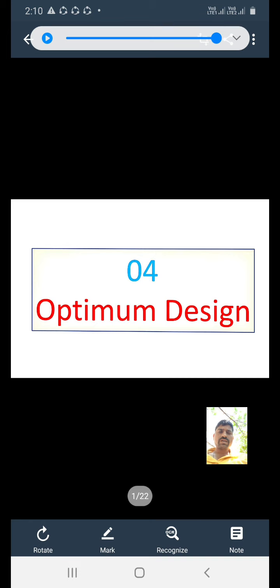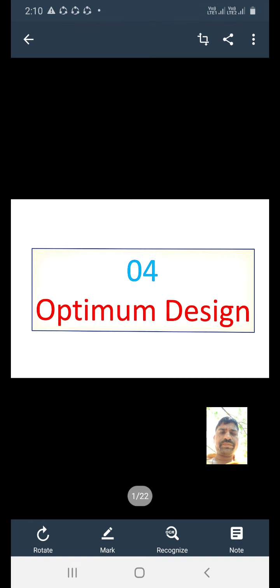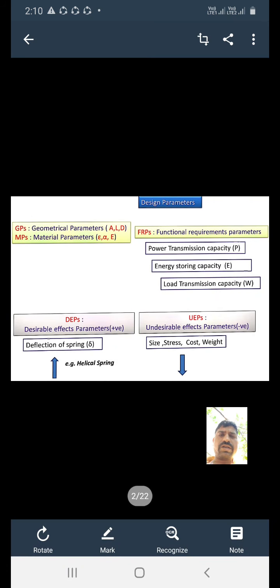Today we will start unit number 6. The name of unit number 6 is Optimum Design. Today we will cover the theory part of the optimum design. In the optimum design you are given required functional requirement parameters, then material parameters, and some geometrical parameters. We'll see them in detail.